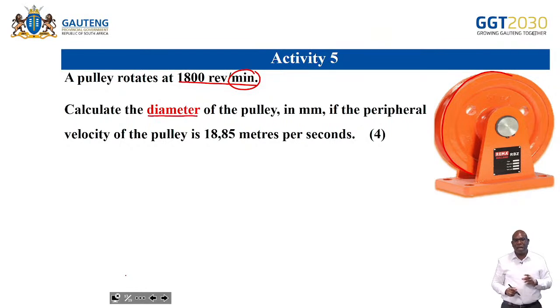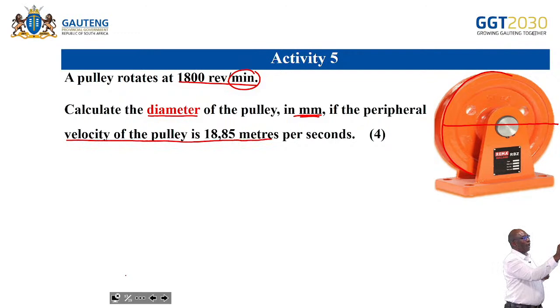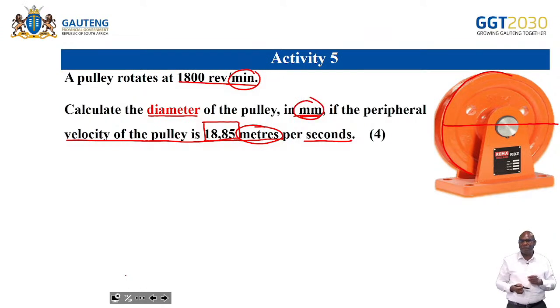In this case, what do we need? Now we need a diameter. So we need the diameter of that pulley in millimeters, if the peripheral velocity of the pulley is given as 18.5 meters per second. So now, this is given in meters. We want the diameter to be in millimeters. So can you see the tricks here? So what should you do?